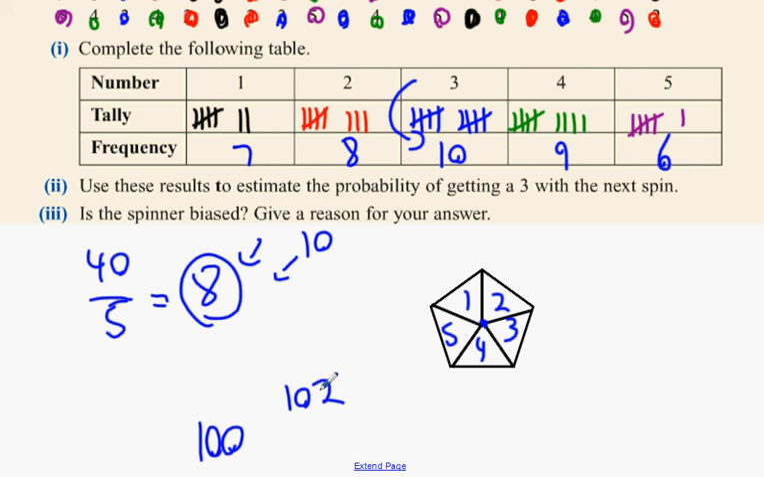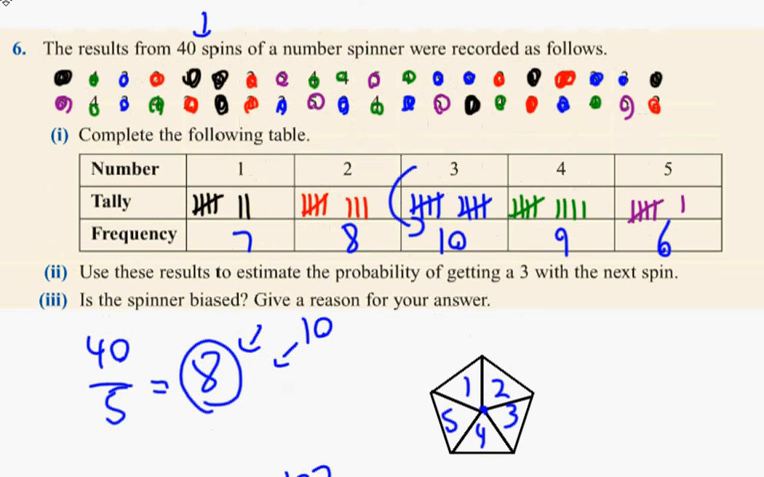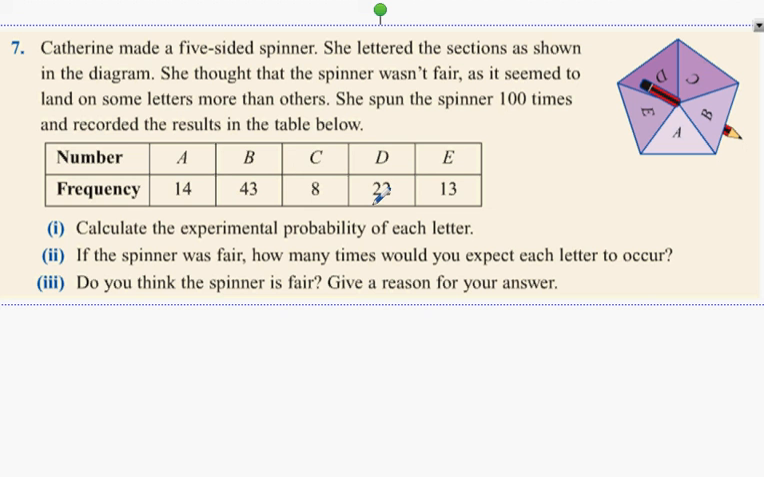I would say it's too early. You haven't done enough tests to know whether that spinner is biased or not. However, if this was a 0, what would you think then? There's strong enough evidence that it's biased. Okay?